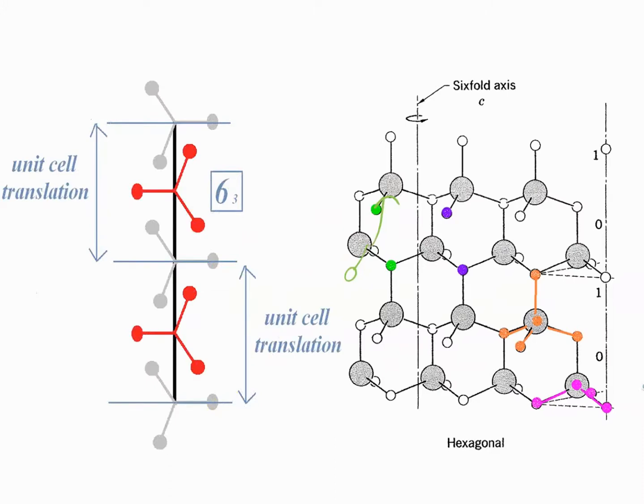So the 6-fold screw axis. For this case, it's 6-3. I hope you still remember what I mean by 6-3. If you have forgotten already, then go back to chapter 2 and revise the video recording or the lecture notes.